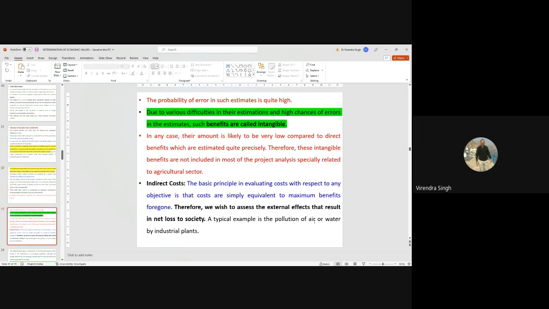The probability of error in such estimates is very high. So, due to various difficulties in their estimation and high chance of errors in the estimates, such benefits are called intangible.